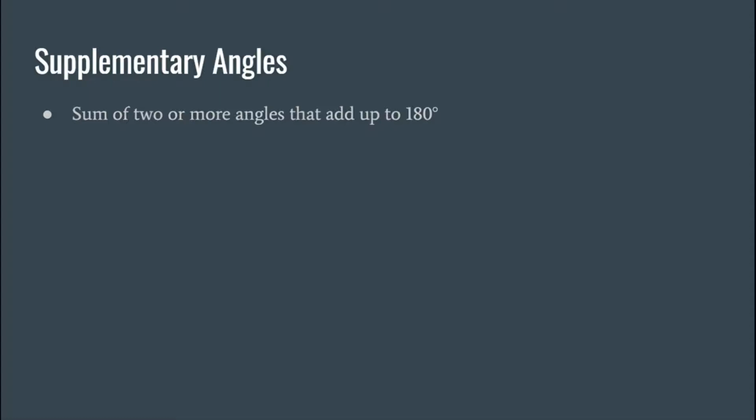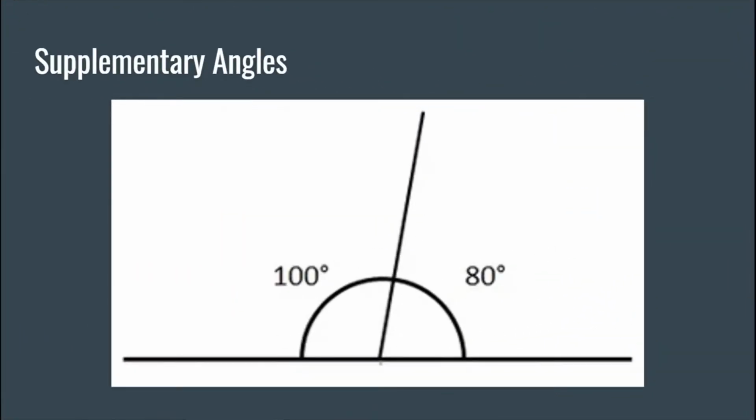But the way I remember it is like this. C comes before S in the alphabet. So on the Cartesian plane, you would hit 90 degrees before you hit 180 degrees. So since C comes before S, 90 comes before 180, you would associate C with 90 and S with 180. That simple. Okay, so here's at least two angles that add up to 180 degrees. So 180 degrees, generally you see it as a straight line.